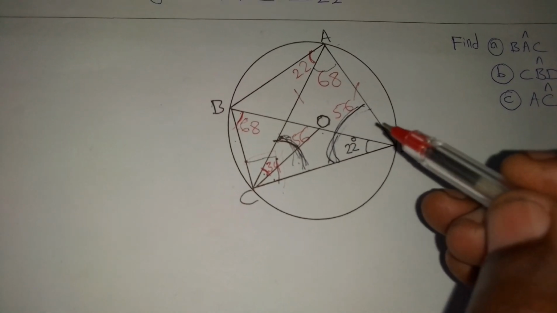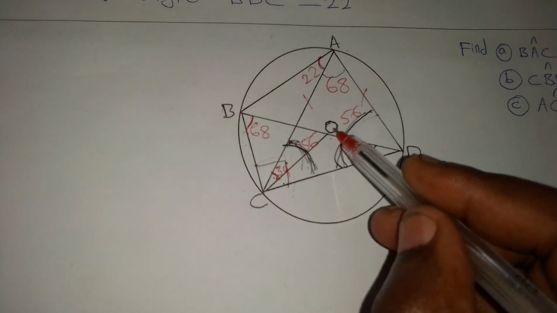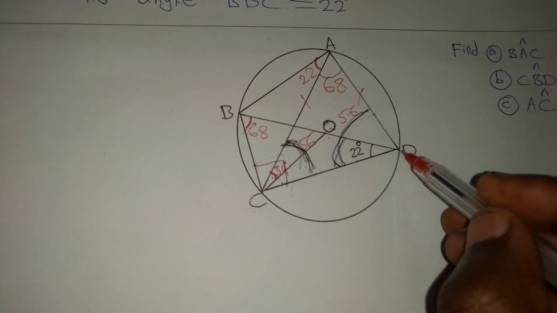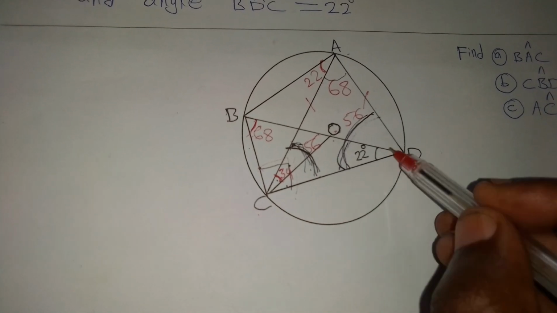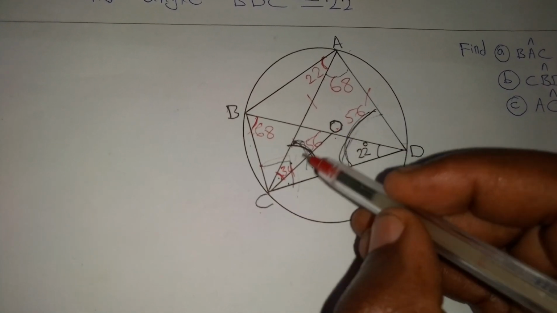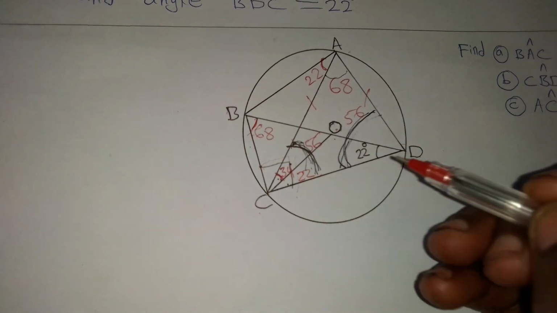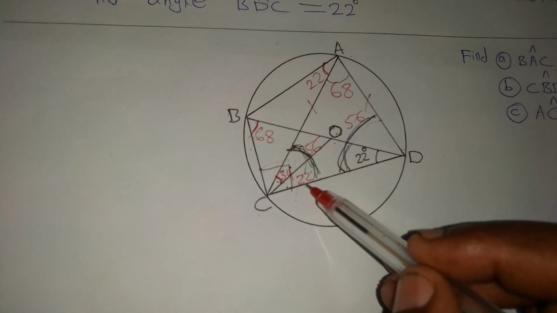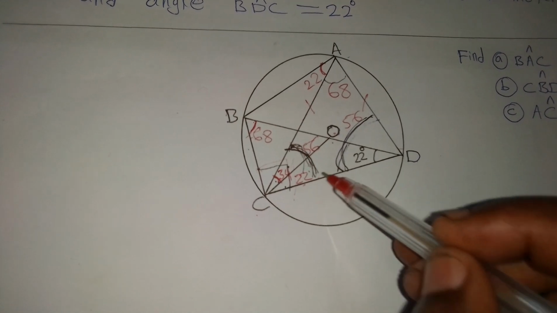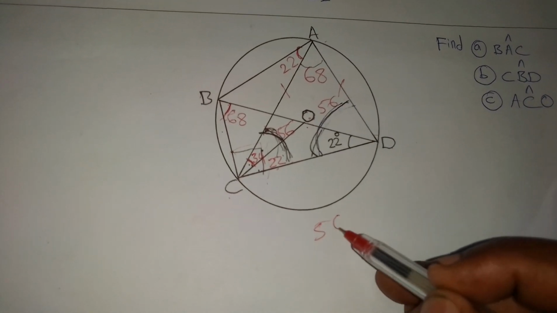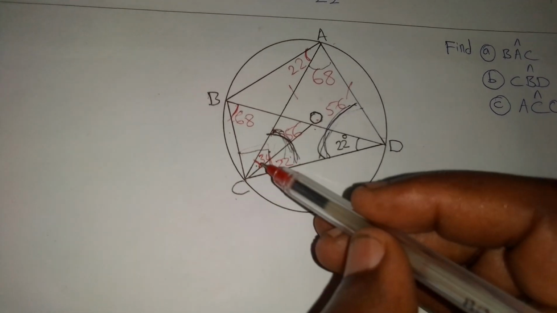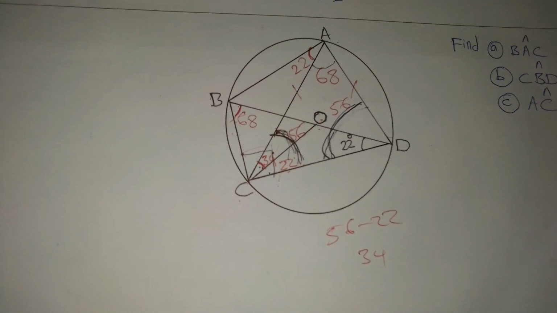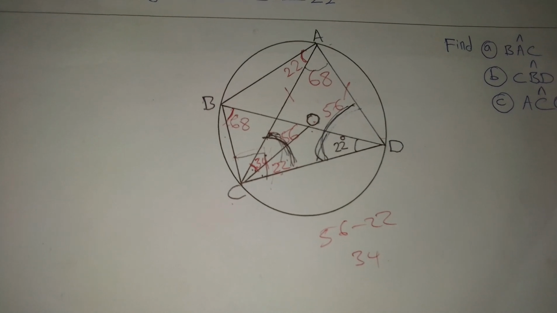If I wanted, I know that when you look at this OCD, you see that it is an isosceles triangle. I can see that these distances are equal. It also means that here there is a what? A 22 degrees. You see that if here there is 22 and we know the distance from here is 56, I can also say 56 minus 22 for me to find the angle which is inside. I'll still get 34 degrees. You see that? So there are a lot of ways.